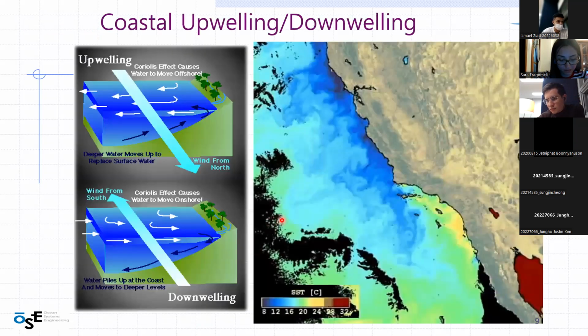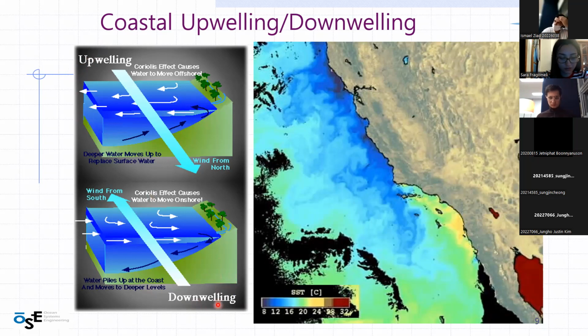By this Ekman spiral, the oceanic phenomena of upwelling and downwelling are induced. Upwelling is the movement of deep water to the surface. It transports cold nutrient-rich water to the surface and produces high productivity and abundant marine life.